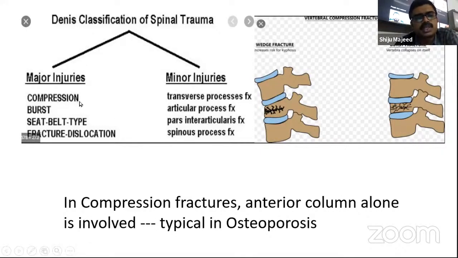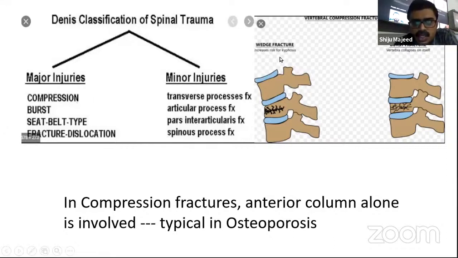One is what you call a compression fracture. Second is a burst fracture. Third is a seat belt type fracture, and sometimes the whole vertebra may be dislocated following a fracture, which is a fracture dislocation. Of this, for undergraduates, you should know the difference between a compression fracture and a burst fracture.